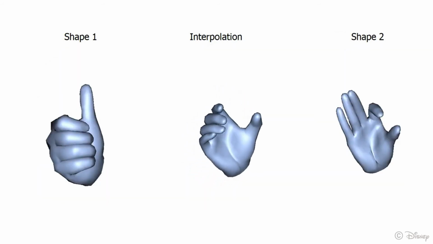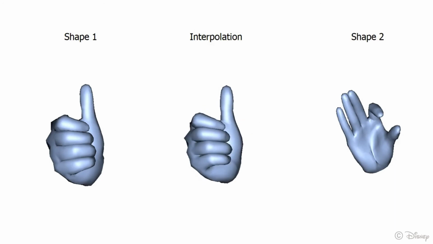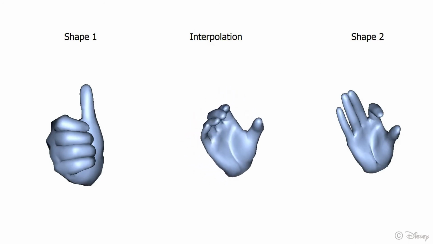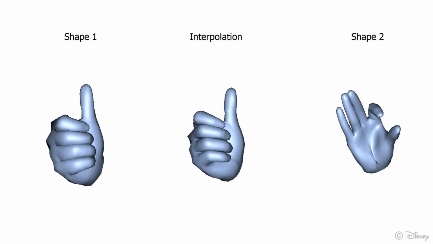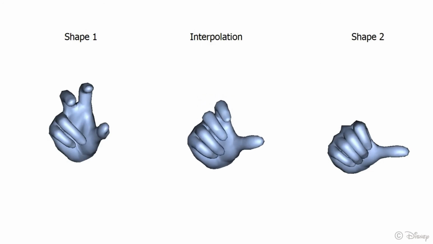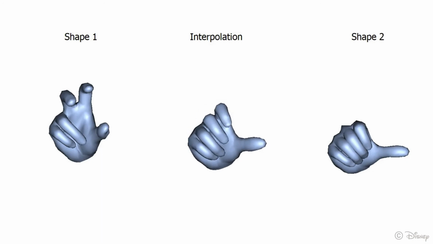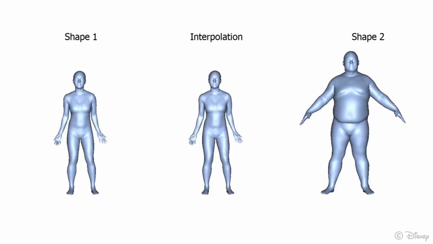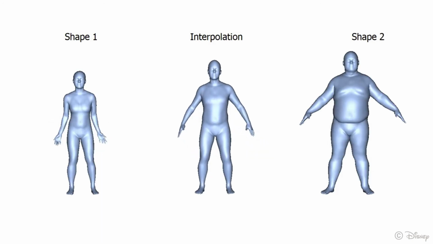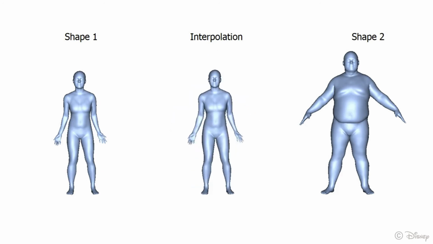We also show an example of hands where the smooth nonlinear nature of our interpolation is more evident, producing plausible intermediate poses throughout the interpolation. Finally, we show interpolation results on the DFAUST dataset of human bodies.